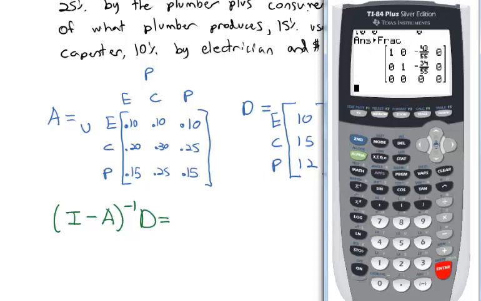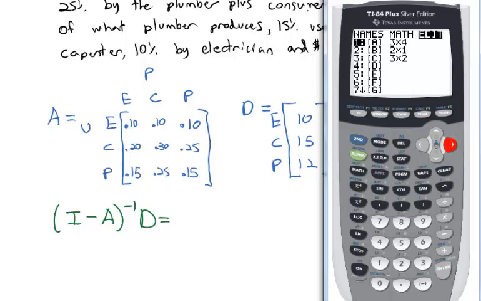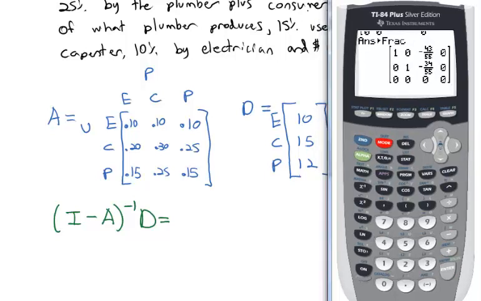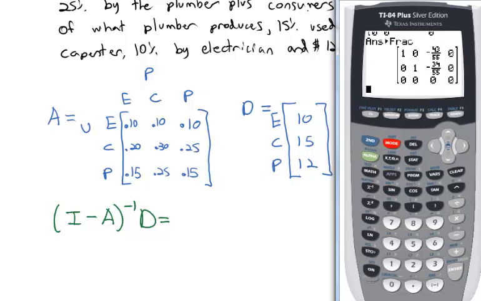So we'll bring out our calculator, and let's first program matrix A. Second matrix, we'll go over to Edit A. Now A is a 3 by 3 matrix with 0.1, 0.1, 0.1, 0.2, 0.3, 0.25, 0.15, 0.25, 0.15. Second quit.